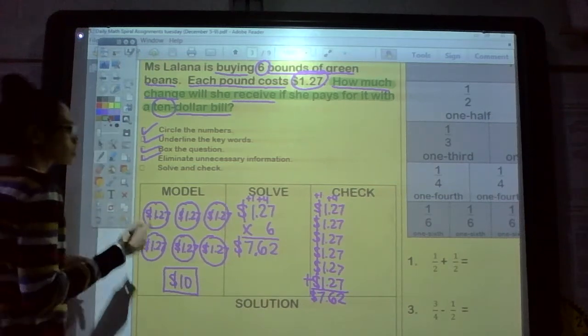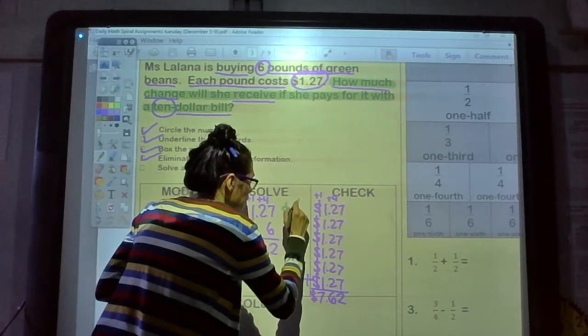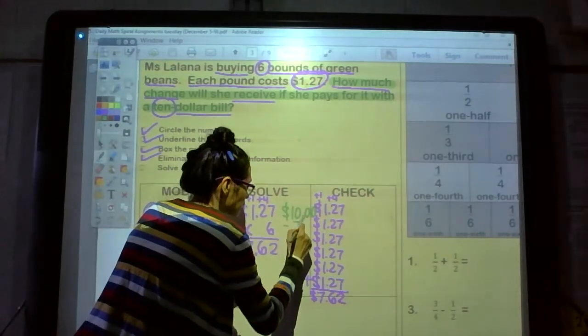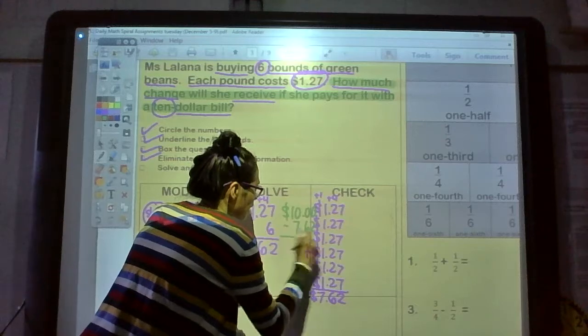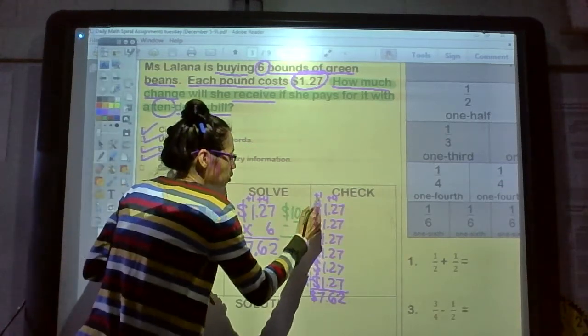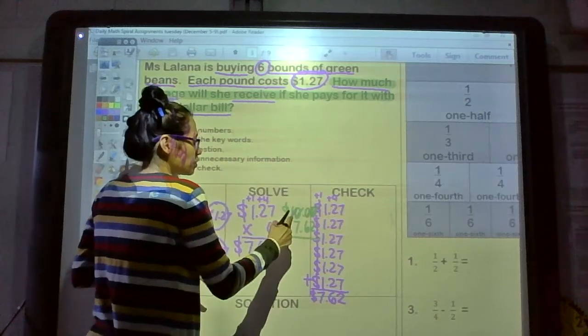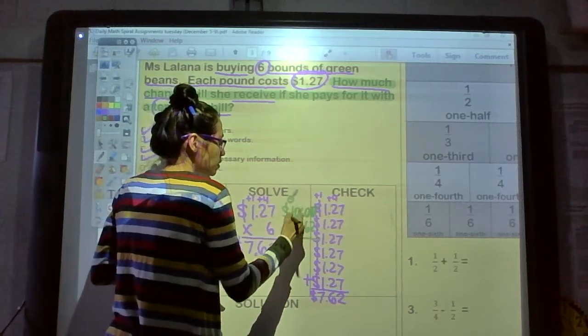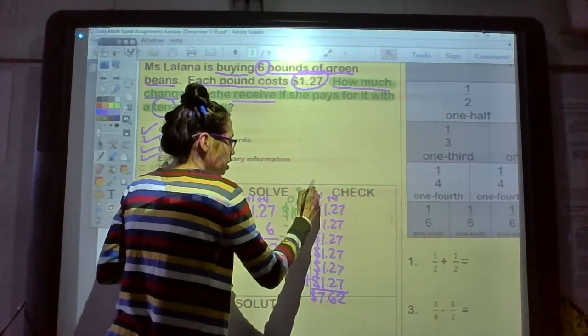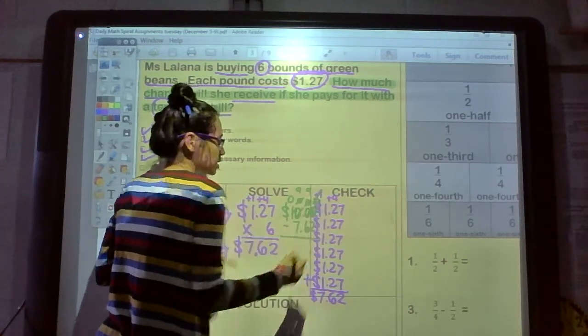Let me switch up my color. I'm going to write $10 right here. Subtract $7.62 from that. Can we subtract that? Oh, no, we need to borrow, borrow, borrow, borrow. That 1 becomes a 0. That becomes a 10, which becomes a 9. That's a 10, which becomes a 9. And that last 0 is a 10.